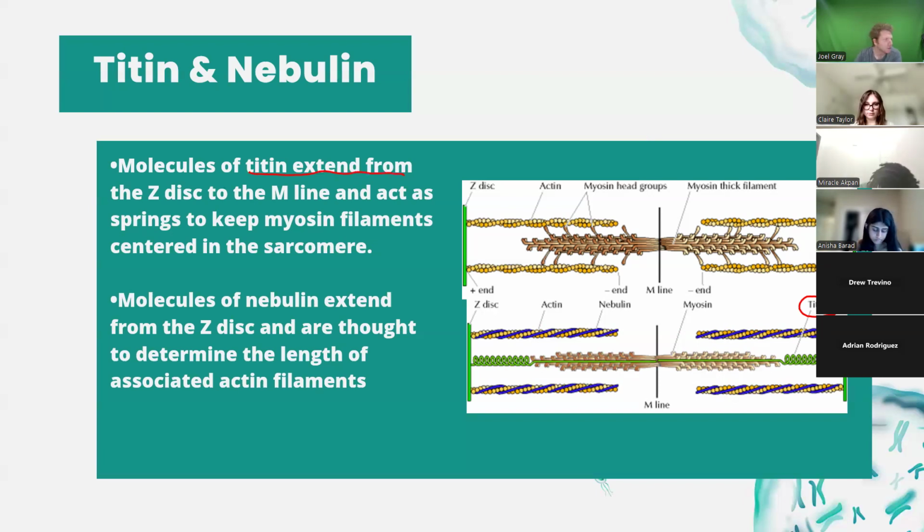Now, another protein known as nebulin extends from the Z disks and is thought to determine the appropriate length of the actin filaments. So essentially, titin and nebulin are supporters of myosin and actin. Titin helps out myosin, whereas nebulin helps out actin. That's effectively what we've got going on here.